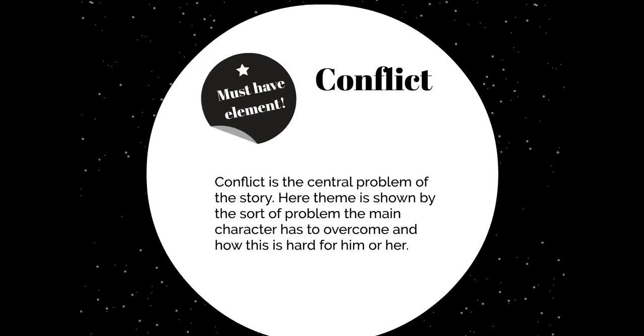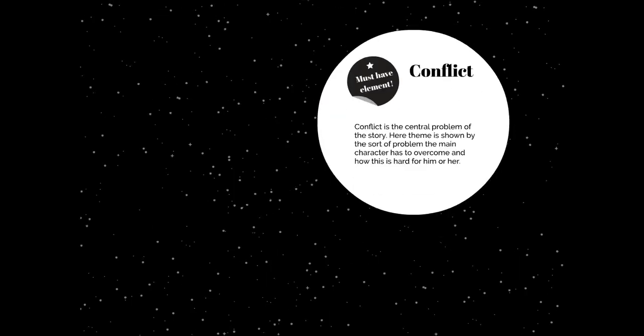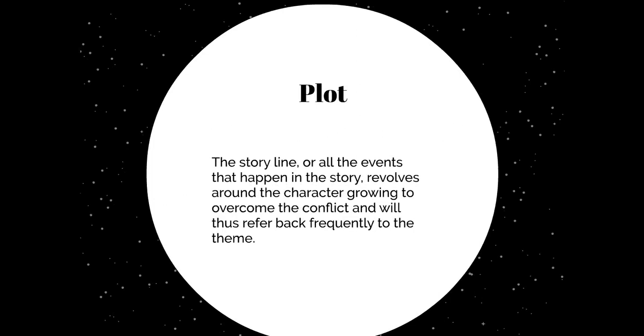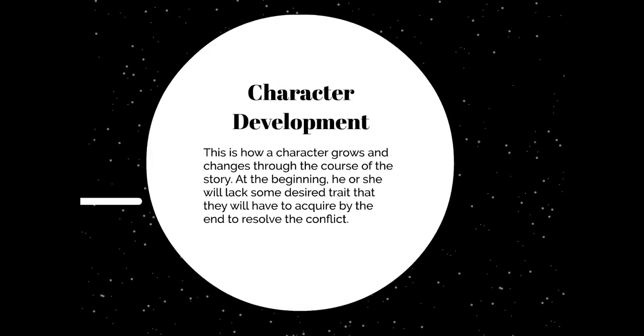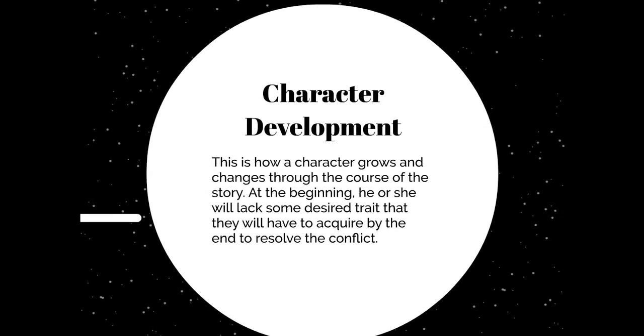Basically, conflict is the big problem that's first introducing us to the theme because it's going to make us focus on whatever the message is and show us the author's attitude towards it. The plot is built on the conflict, which refers back to the theme because this is everything that happens in the story to try and overcome the conflict. And the character development is how the main character or the person trying to overcome this conflict changes to address the problem and resolve it, thus tying back to theme.